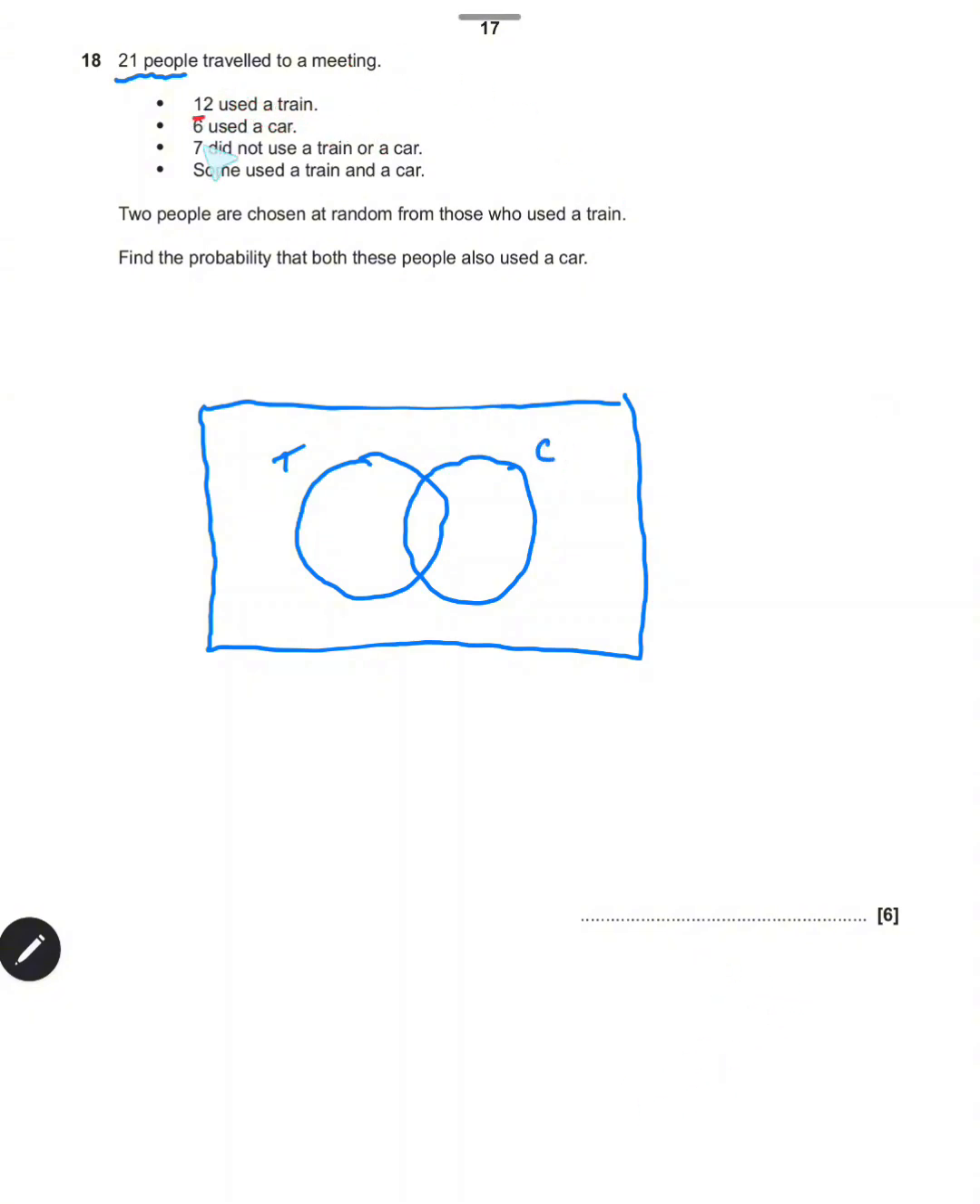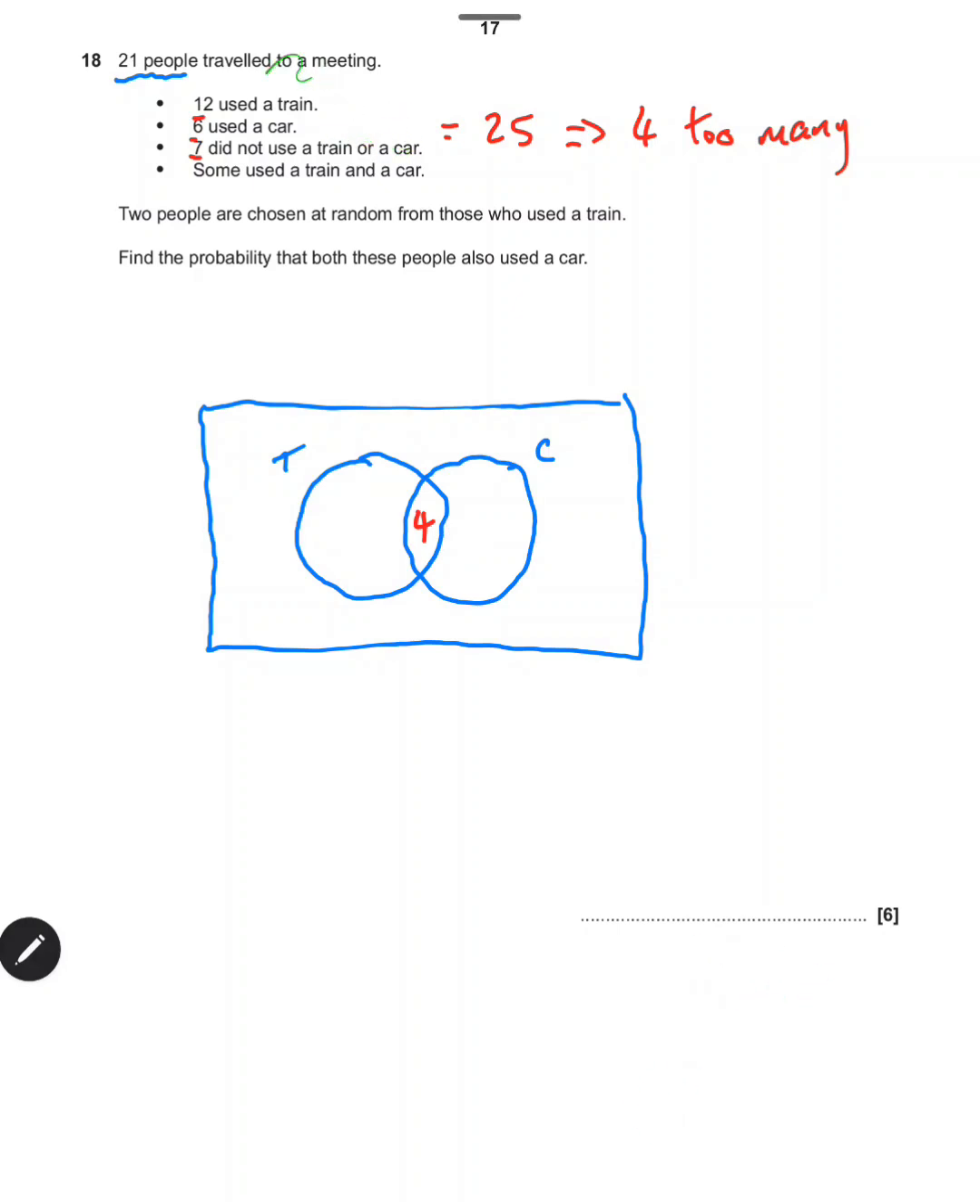Straight away, we've got 12 add 6 add 7. Well, 12 add 6 add 7 comes to 25. That's too many people. There's only meant to be 21 people and we've got 25. And that is 4 too many. And when you've got too many people on a Venn diagram, they sit smack bang in the middle. There's 4 too many because they've been double counted because they sit in the middle.